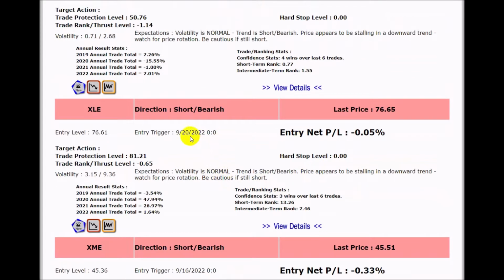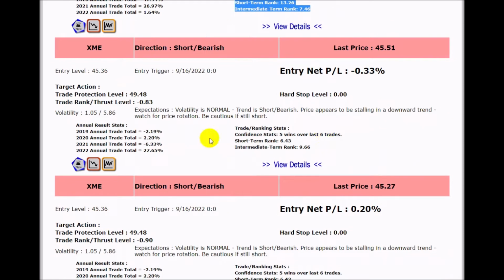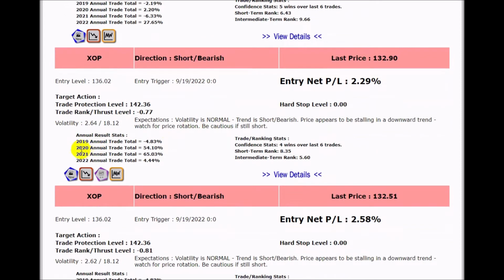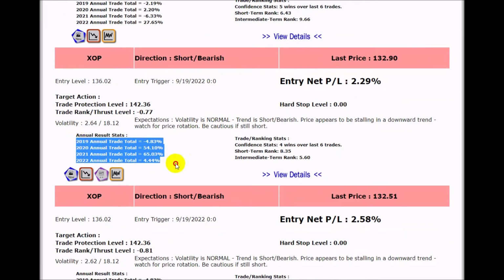XLE is a trigger just today. It is down minus 0.05%. Very solid annual returns, very solid ranking number. This means we have very high confidence in this number. XME, we have a new trade about 4 days ago. It's off minus 0.33%. Very solid ranking number, very solid returns recently, been up and down, but great returns so far this year. XOP has done phenomenally over the last couple years.